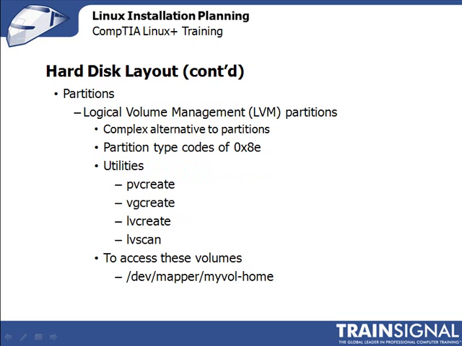And finally, we have the LVM, or Logical Volume Manager. This stands as the lone alternative to partitions. To use it, you take 1 or more partitions and assign them the partition code of 0x8e. You can then use these utilities, pvcreate, vgcreate, lvcreate, and lvscan, to manage what are called physical volumes. You can then access these volumes from the /dev/mapper directory. Now, this is a complex scheme and it's not supported by every distribution. So the obvious question is, when then would you use it?